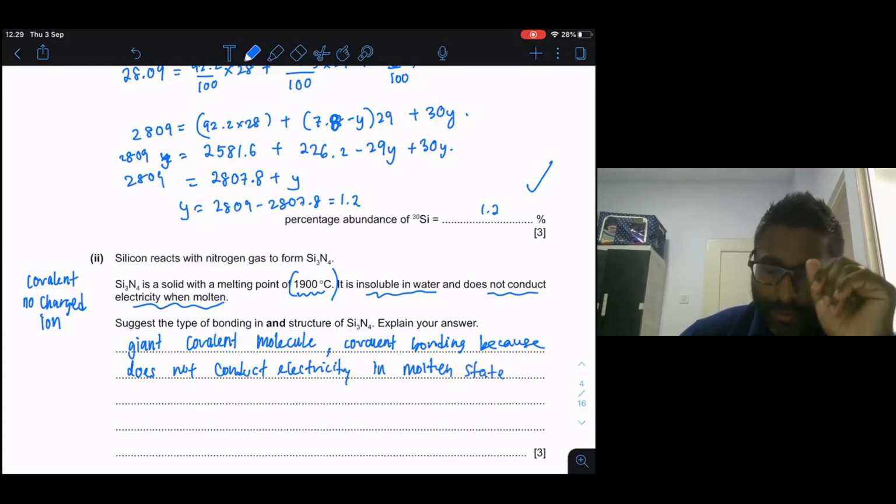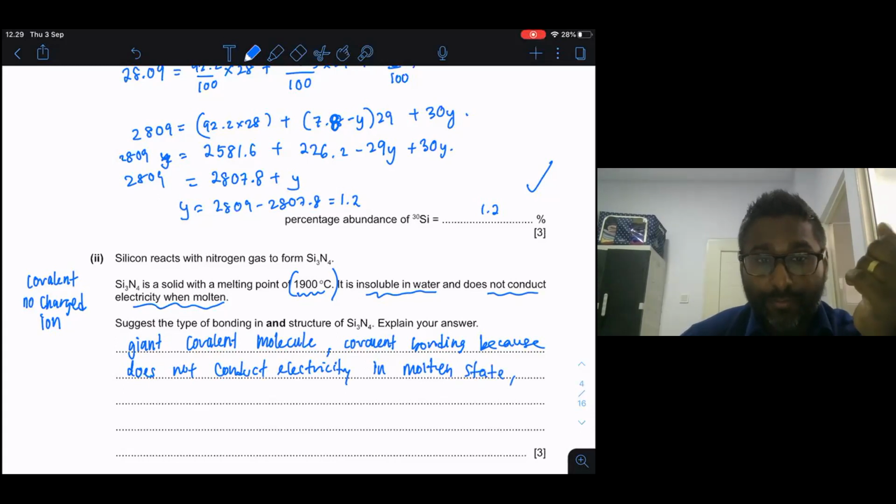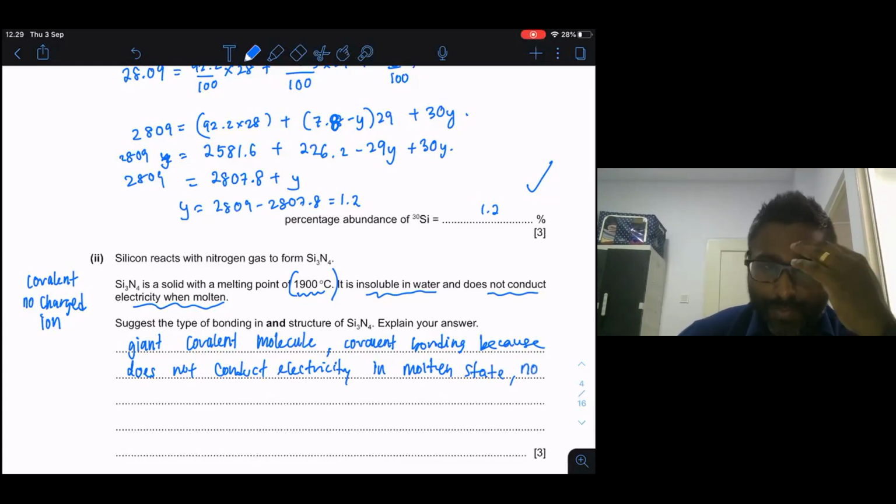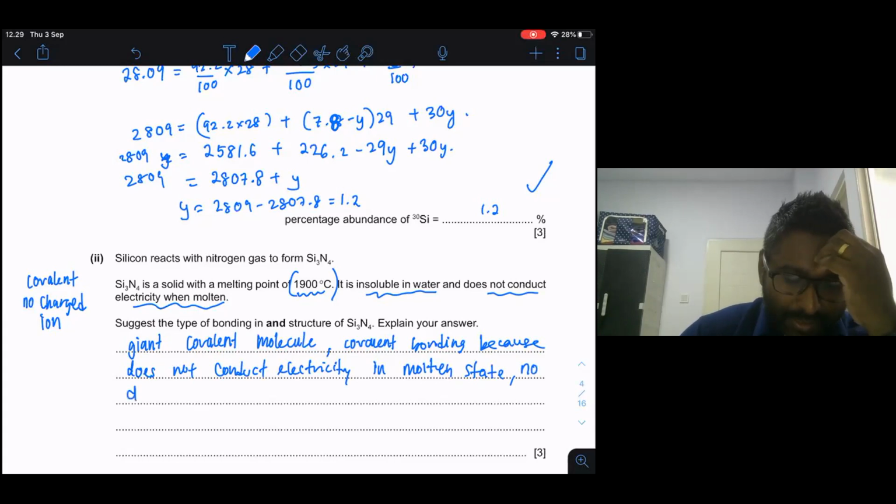And what else? You can say it is insoluble in water, so therefore there is no charged ion or particles.